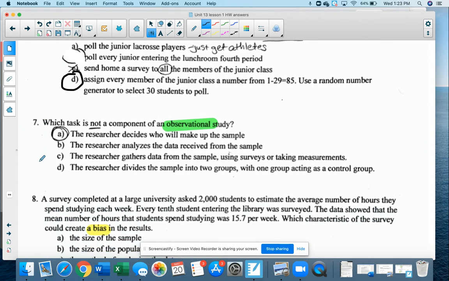7, which task is not a component of an observational study? A researcher decides who will make up the sample. In an observational study, you are not picking the people, you're not assigning the people, you're not doing anything to influence what's going on at all. Okay, so 7 is choice A.